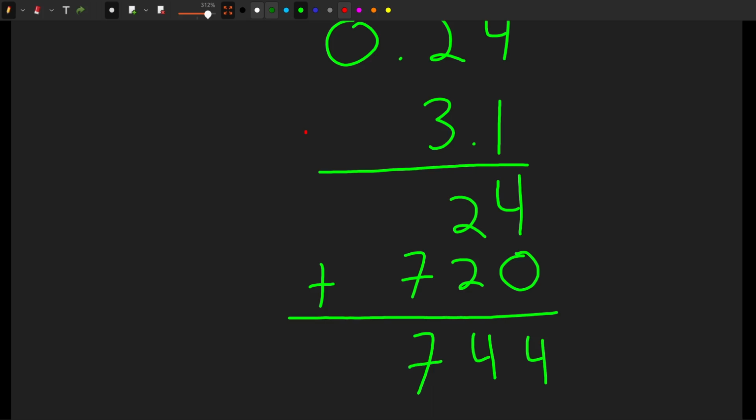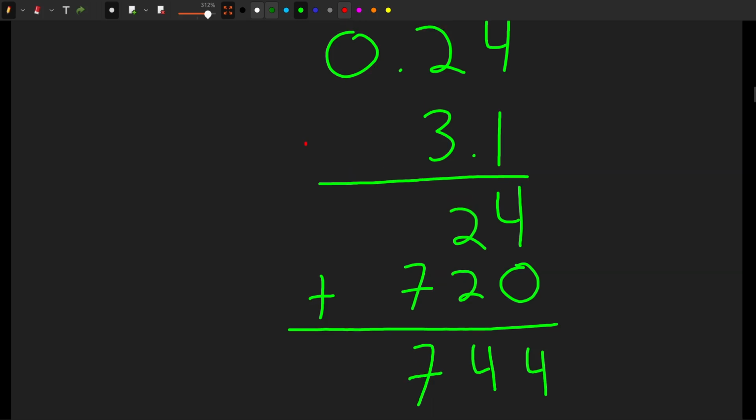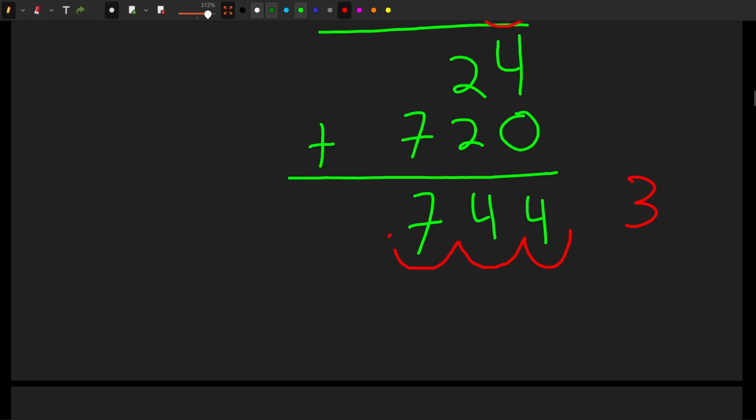And now we need to focus on our decimal places. Here, in the first number, I have 2 decimal places. In the second number, I have 1. If you add all those decimal places together, we would get 3. So that means I'm going to move over 3 spots, and my answer for this problem is going to be 0.744.